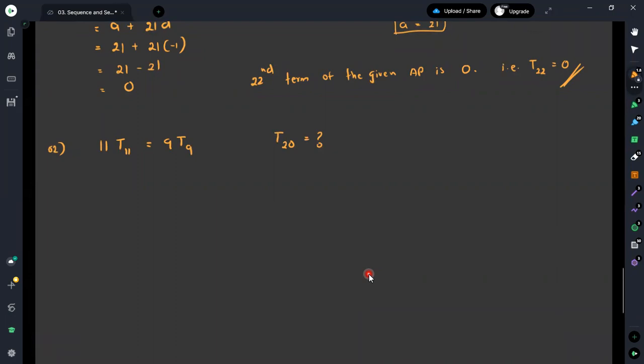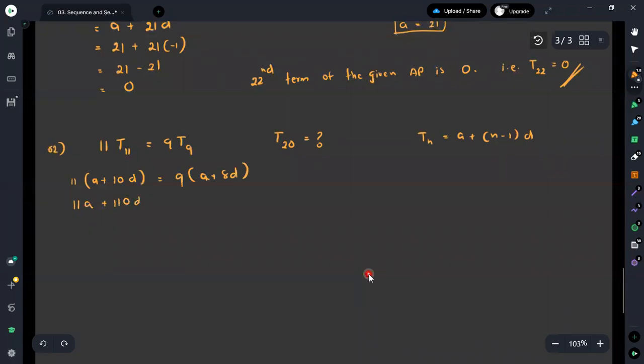Now using the general term for an arithmetic progression, we can say that Tn is equal to A plus (n minus 1) times D. Therefore, using the appropriate substitution, we need to take T11, so the value of n will be 11. Then once you perform the substitution, you will get 11 times (A plus 10D) is equal to 9 times (A plus 8D). Once you solve the brackets, you will get 11A plus 110D is equal to 9A plus 72D.